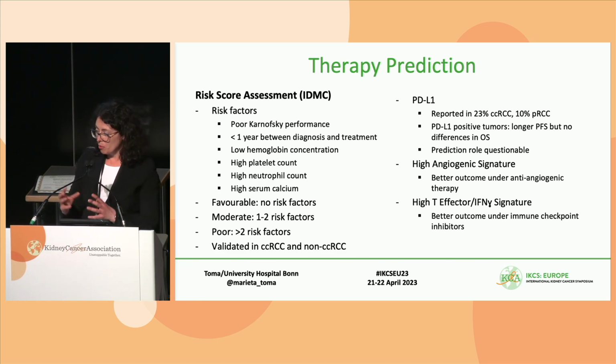On the molecular side, we also have some prognostic factors, like a high angiogenic signature. Tumors with a high angiogenic signature seem to have a better outcome under anti-angiogenic therapy. Tumors with a high T effector signature have a better outcome under immune checkpoint inhibitors, and PD-L1 can also be used as a prognostic factor.